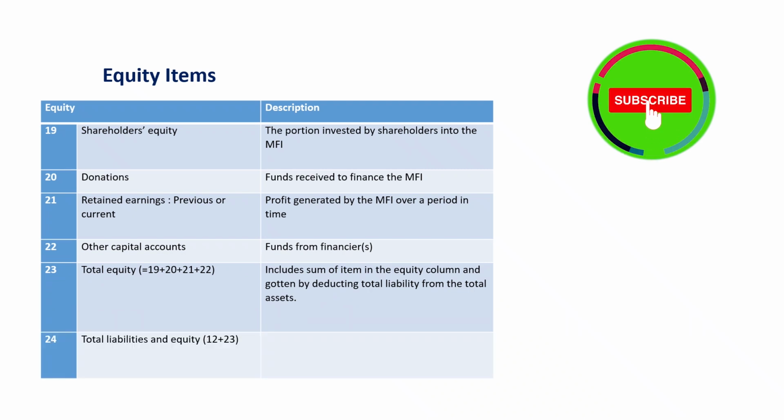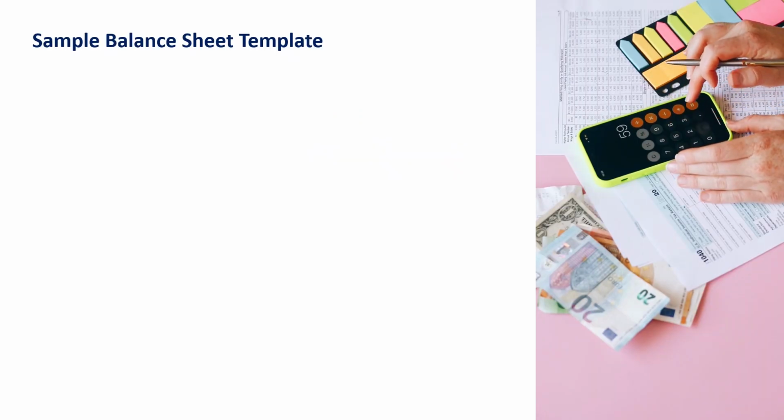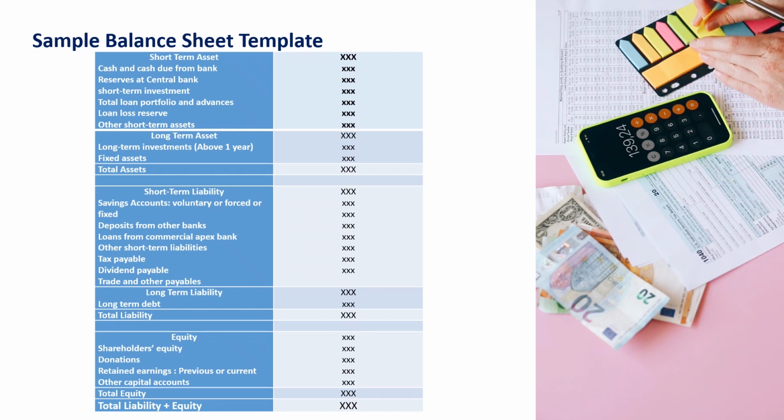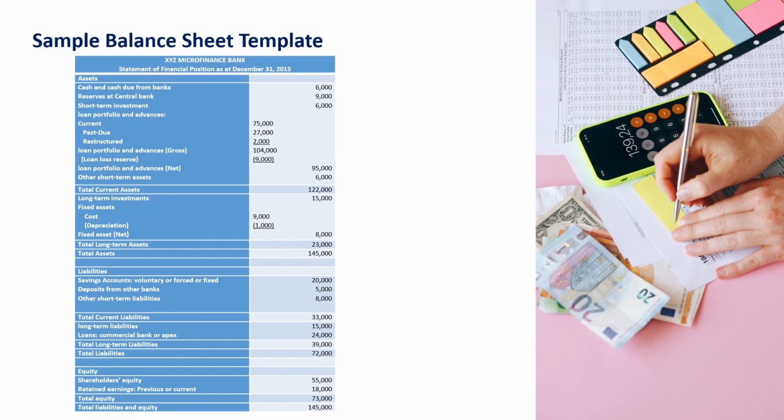And for the equity to balance, you will add the total liabilities and the equity to match up with the total assets. You can pause the video lecture to have a better read of the item descriptions. Please note that equity composition takes different forms and items for different institutions. And also, not all items listed above are usually presented in a statement of financial position. Let's take a look at this balance sheet template. Assuming we have populated figures in the template, we would see something that looks like this.